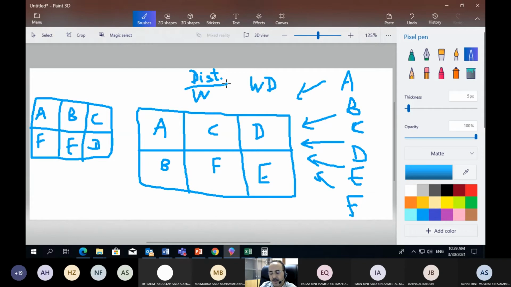Distance in this case is measured in terms of the number of trips. So for instance, in this block plan here, the distance from A to C is simply 1, because it takes only 1 trip to go to C. Whereas from A to E, it takes 1, 2, 3. That will be 3. From A to F, 1, 2. From B to D, 1, 2, 3, and so on. Okay. The weights will be provided.